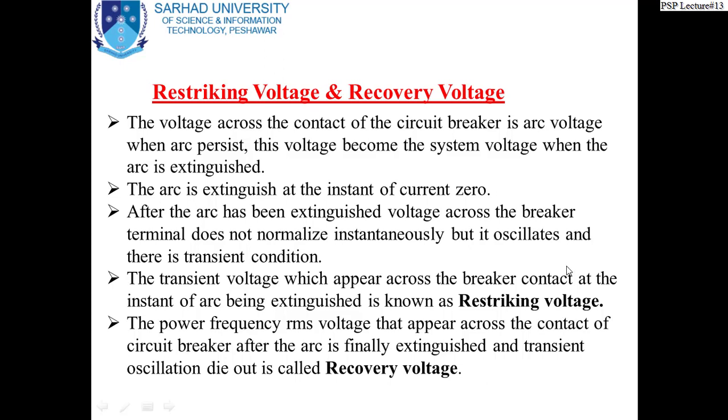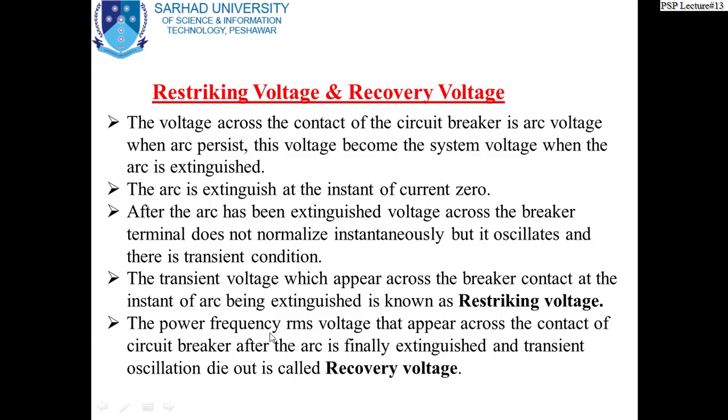This voltage which appears across the contact of the circuit breaker is called restriking voltage, and it is sometimes a very high voltage, even higher than the system voltage. And actually, this restriking voltage is responsible for breaking the space between the moving and the fixed contact for another half second.